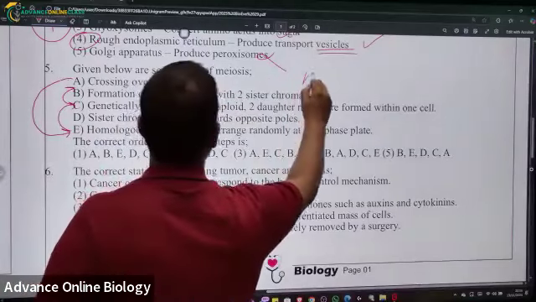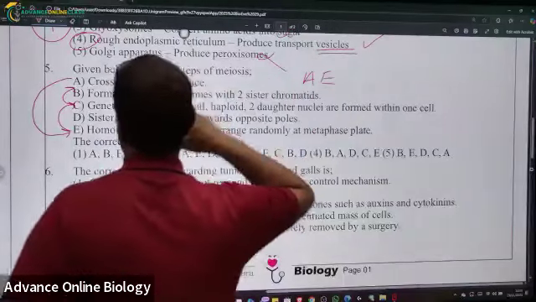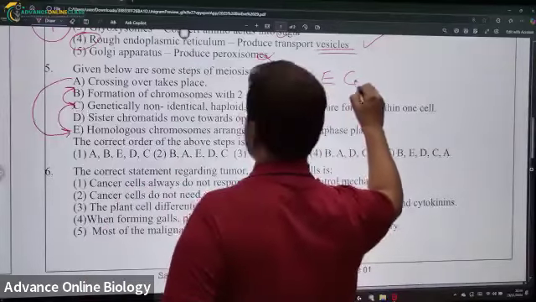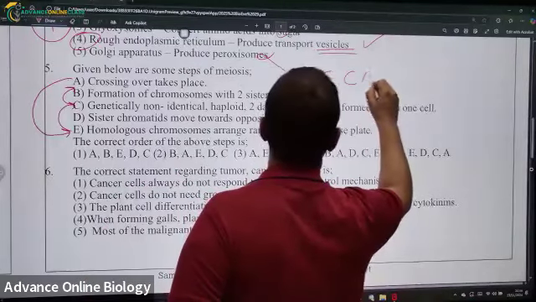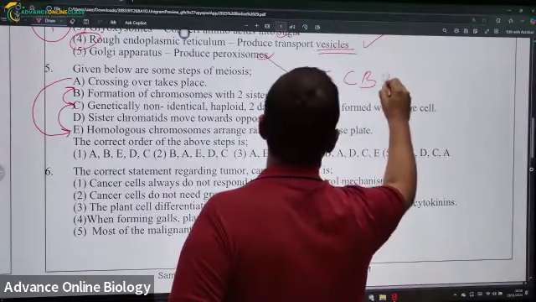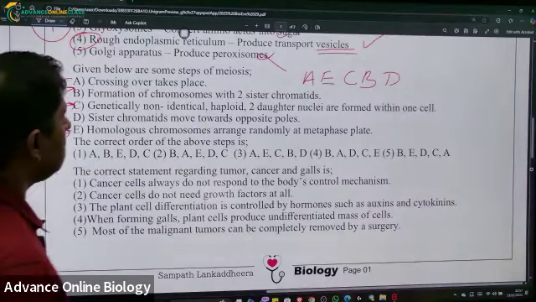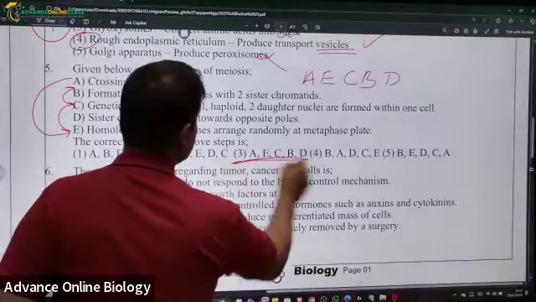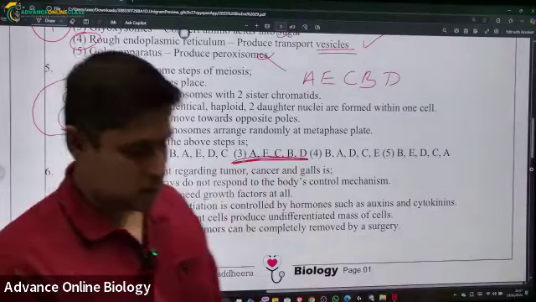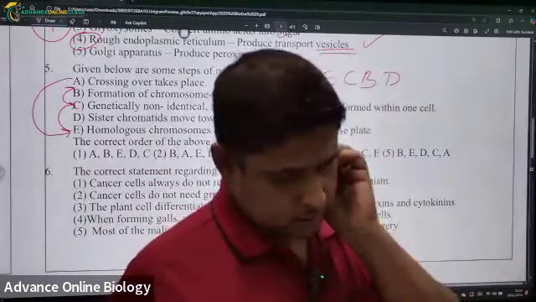So then A, E, C, B, D. Do you have that? A, E, C, B, D. There, the third one. And then we'll take it as third. Then I'll take the answer as third.